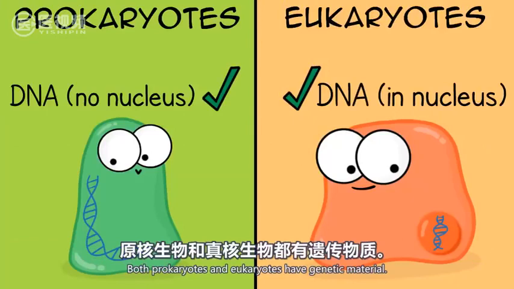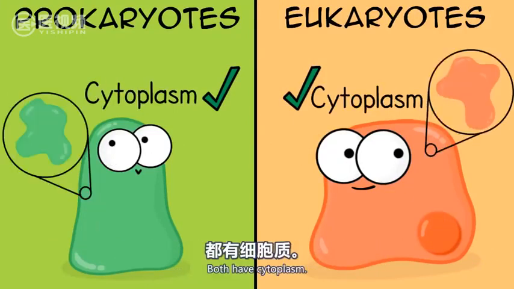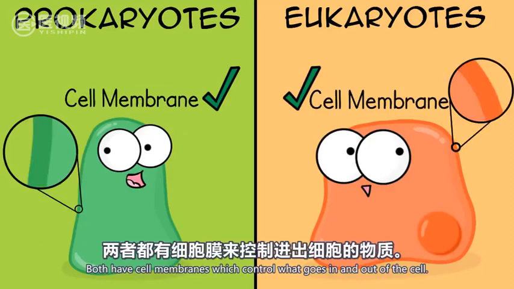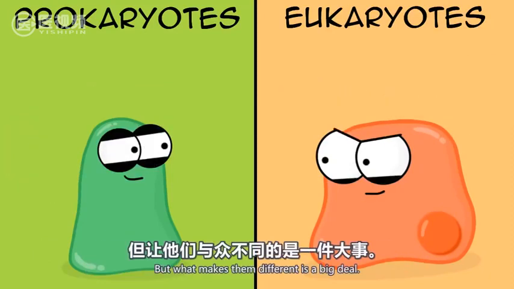Both prokaryotes and eukaryotes have genetic material. Both have cytoplasm. Both have ribosomes, which are small organelles that make protein. Both have cell membranes, which control what goes in and out of the cell. But what makes them different is a big deal.